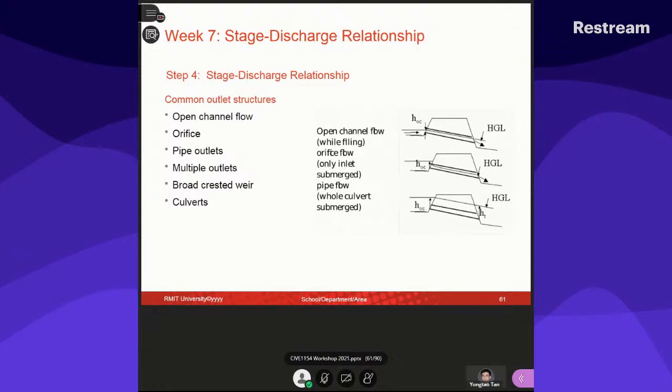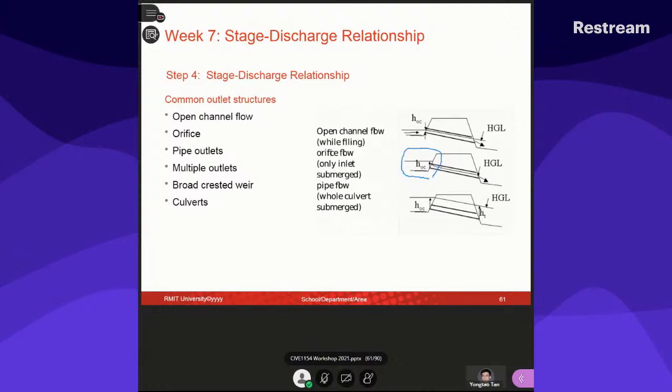Now for the orifice, only the inlet is submerged. So the inlet is submerged, but the outlet is not submerged. In this case, the HGL is also the same as the water level in the pipe. So for the orifice flow, only the inlet is submerged, but for the others, you can see it is not submerged.